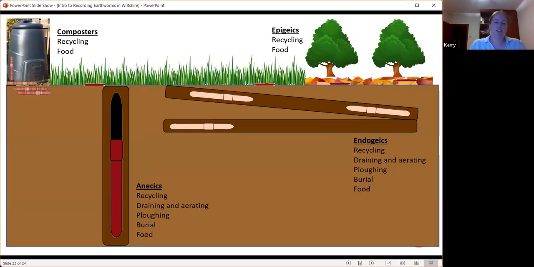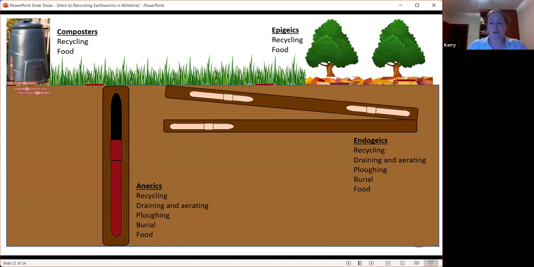So back to our slide that shows the different ecological groups and where they are in the soil profile. And then this just links the ecosystem services that they provide. Because obviously, if you've got different species or different groups living in slightly different places, living in different substrates, feeding on different things, then they're going to provide different ecosystem services.